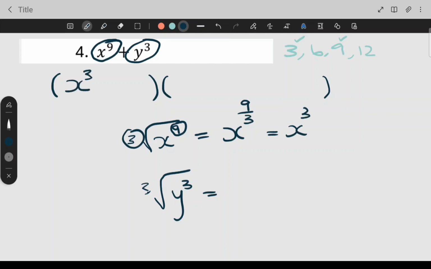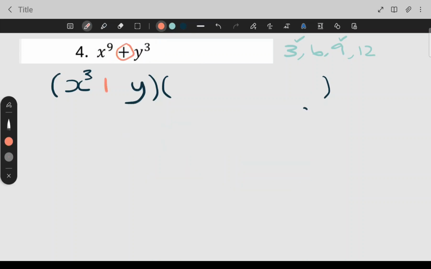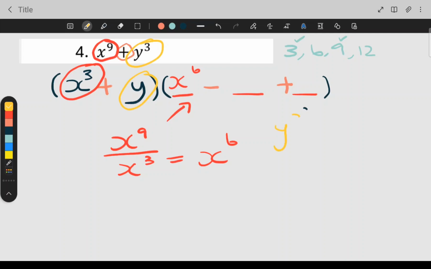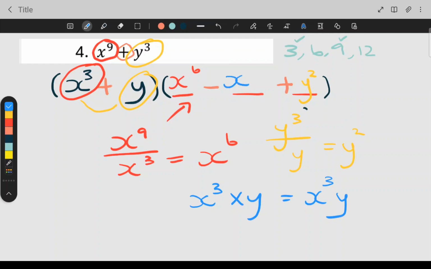So this is x to the 3. Then the cube root of y cubed, inside over outside. This is inside, that's outside. This is 1. So that is just y. If this is a plus, this is a plus. Always a plus. Now this is a minus. We are looking for this term, and that term. So for this term, I say this over this. When you divide, you minus the powers. So this is 6. x to the 6. And then for the last term, it's this over this. This is y squared. And for the middle term, it's this times this. It gives me that. So the middle term is that.